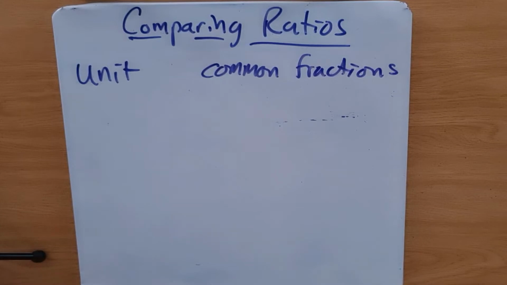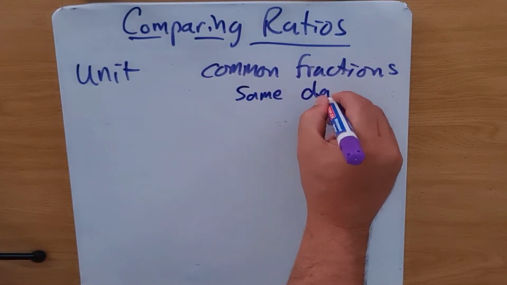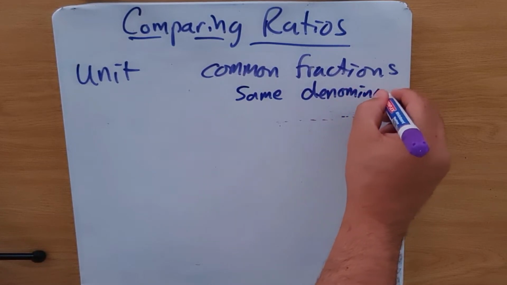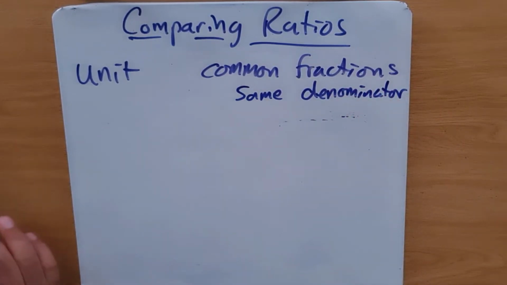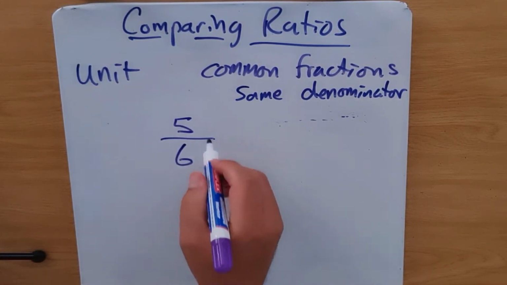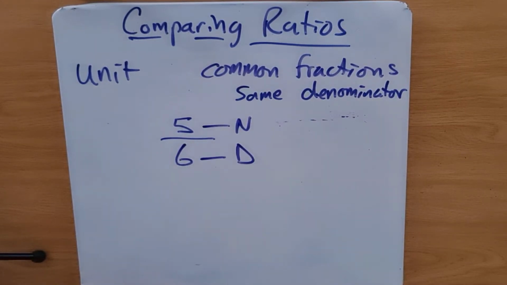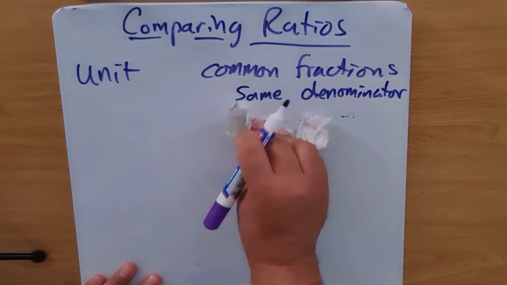Okay, and we will need to do that with the same denominator. This is going to enable you to compare the numerators. Okay, remember the numerators are the numbers above. Let's say this is 5 over 6. This is my numerator, this is my denominator. Okay, so let's look at an example.